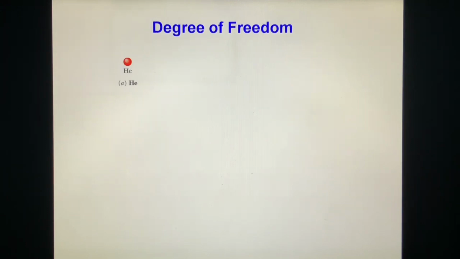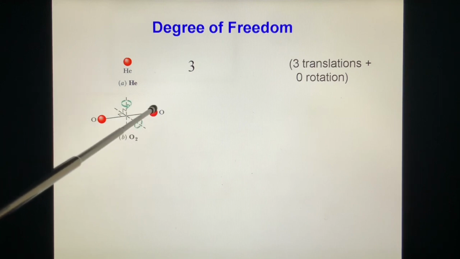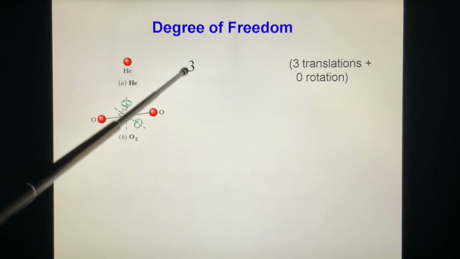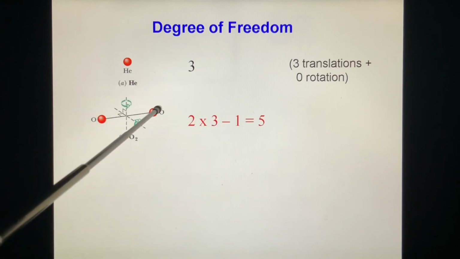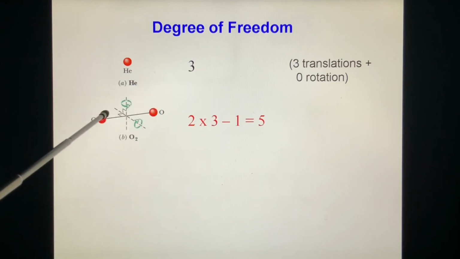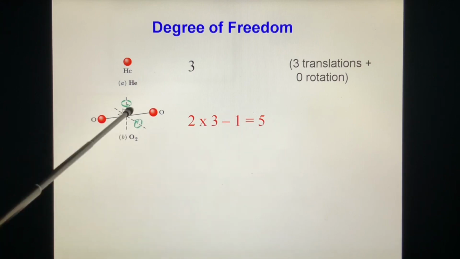Now let's look at the degrees of freedom. A monatomic gas can have only 3 degrees of freedom: translation along X, along Y, along Z. So 3. Okay. We see diatomic molecules, they have 2 atoms, so each one has 3 degrees of freedom. So 2 times 3, but they have things connected. They have a constraint of 1. So 6 minus 1 is 5. So it has 5 degrees of freedom.